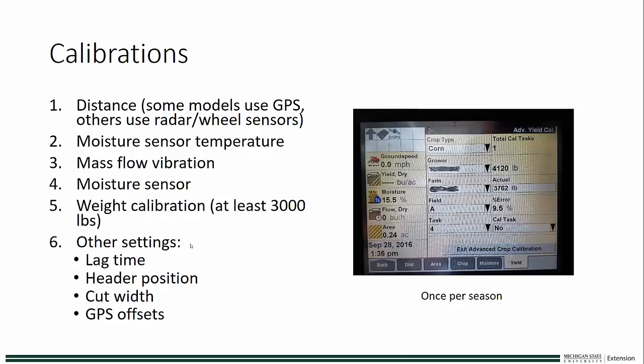Number six is the other settings, including the lag time, the header position, cut width, and GPS offsets. The lag time is usually between 12 and 13 seconds. It's the amount of time from when your combine is on the headland and you start to engage into the rows of corn, or you drop your table and start into the soybeans, until those soybeans make it all the way through the combine and actually start hitting that mass flow sensor.